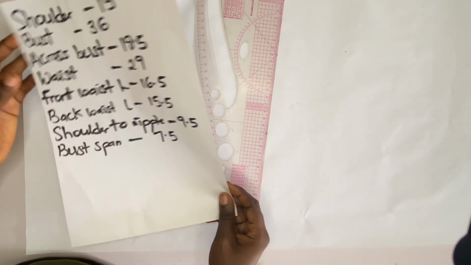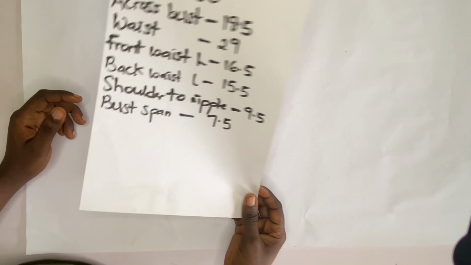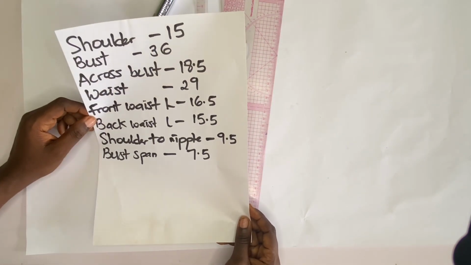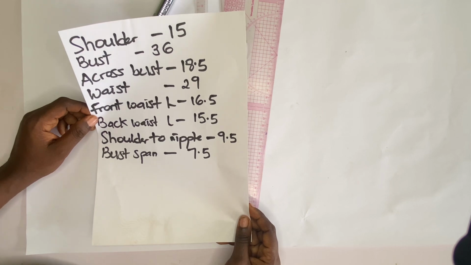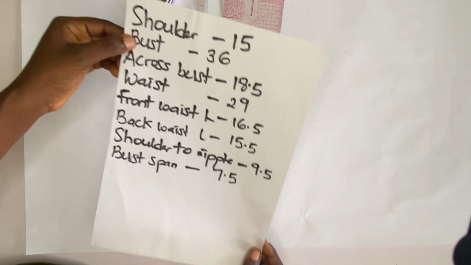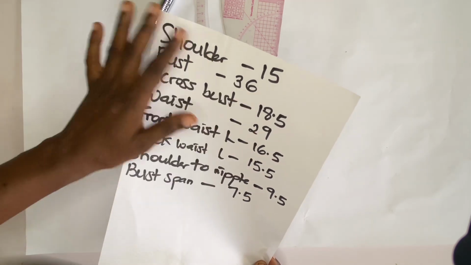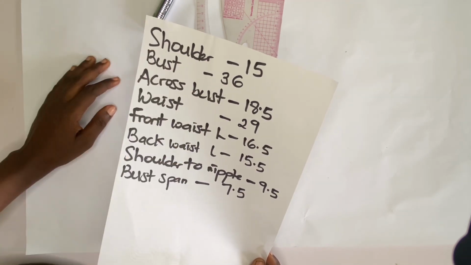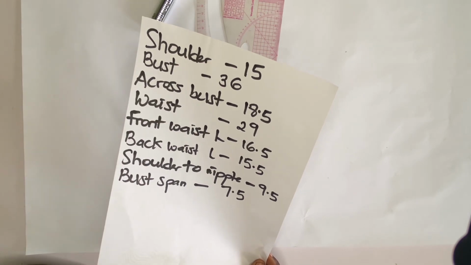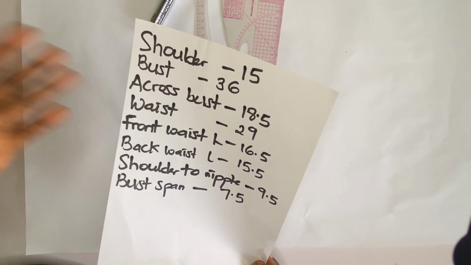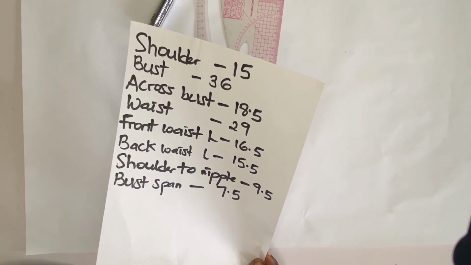So I'll be teaching us how to draft our basic bodies, and this basic bodies is different in the sense that, when it comes to bust, these are the measurements I'll be working with. When we come to bust, we say bust divided by 4, and whatever we have, we share it. But in this case, you can see we have across bust. I'll be teaching us how to take that measurement later on.